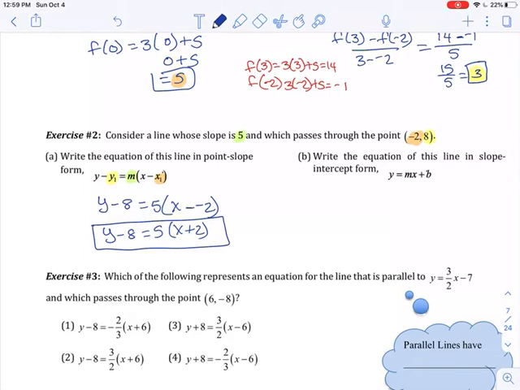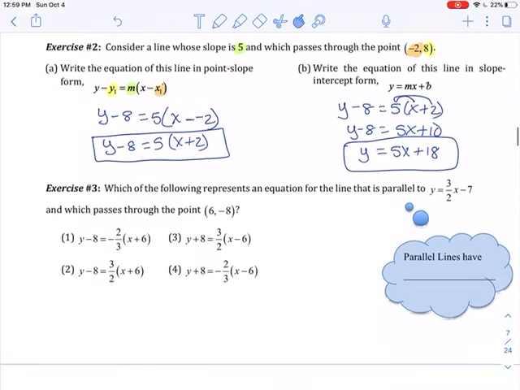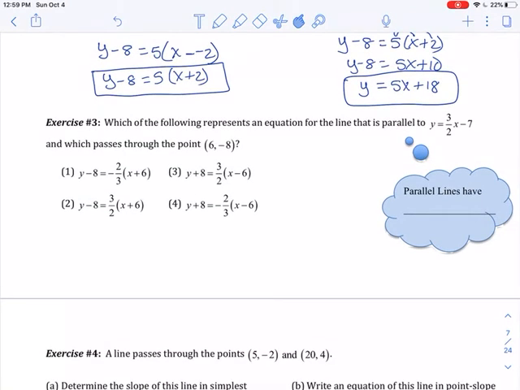All right. B wants us to write the equation in slope-intercept form, meaning I need to get y all by itself on the left with nothing else. So I am going to take that 5 and distribute it to everything inside the parentheses, and that's going to give me 5x plus 10. And then again, I need to have that y by itself, so I'm going to add 8. So it's going to be y equals 5x plus 18. Right? But both of those are equivalent. One's in point-slope form, and one of them is in slope-intercept form, the y equals mx plus b.